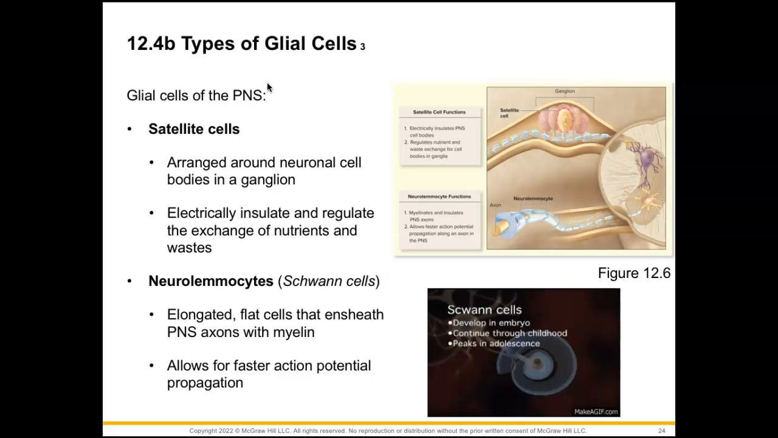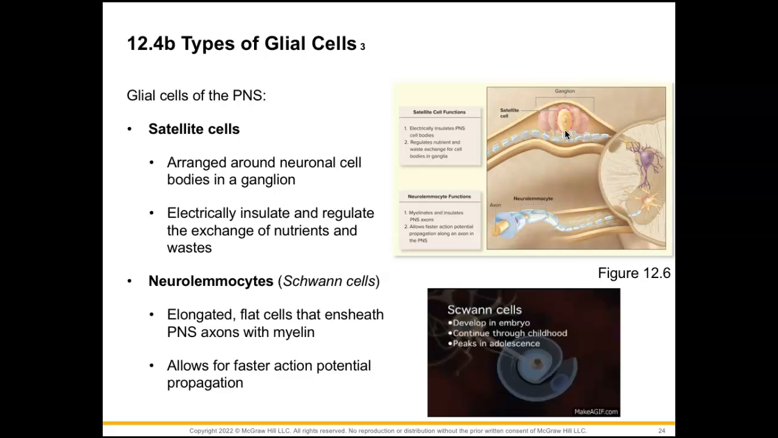Now let's talk about our glial cells within the peripheral nervous system. We only have two glial cells here, which are our satellite cells and the lemmocytes, which are also known as our Schwann cells. So our satellite cells, we're still learning more about them, but they are going to arrange themselves around our neuronal cell body. So here we see a unipolar neuron, which is going to be our sensory neuron here, and the cell body is found within the ganglion.